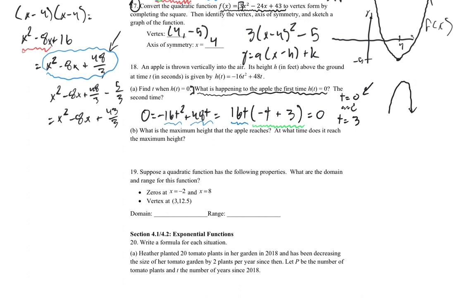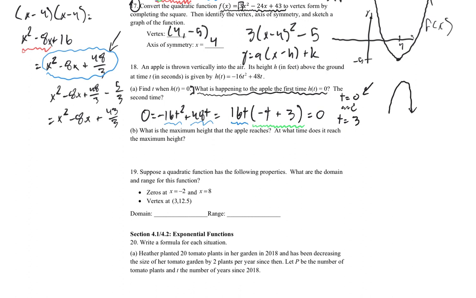And then it falls back at t equals 3. So that means what happens at the second time? Well, t equals 3, that means that the apple has flown up and fallen back down and hit the ground. So there you go, that one's not so bad. Let's look at part B, though.